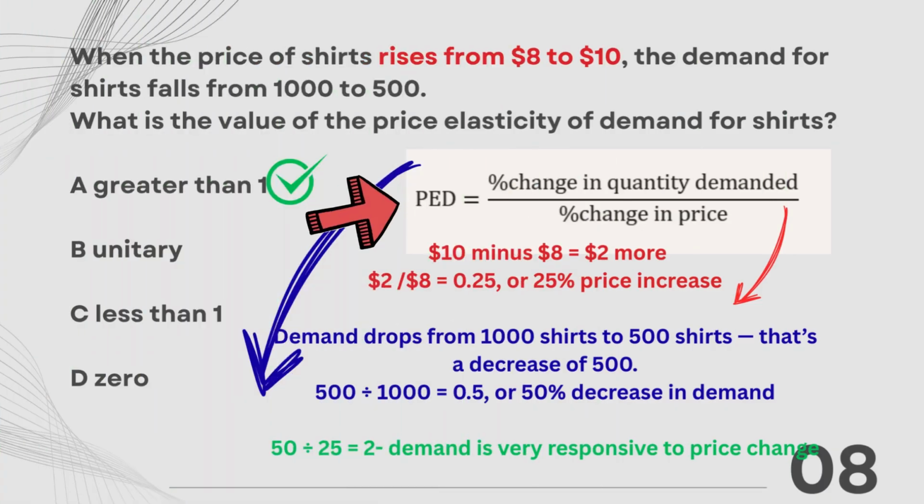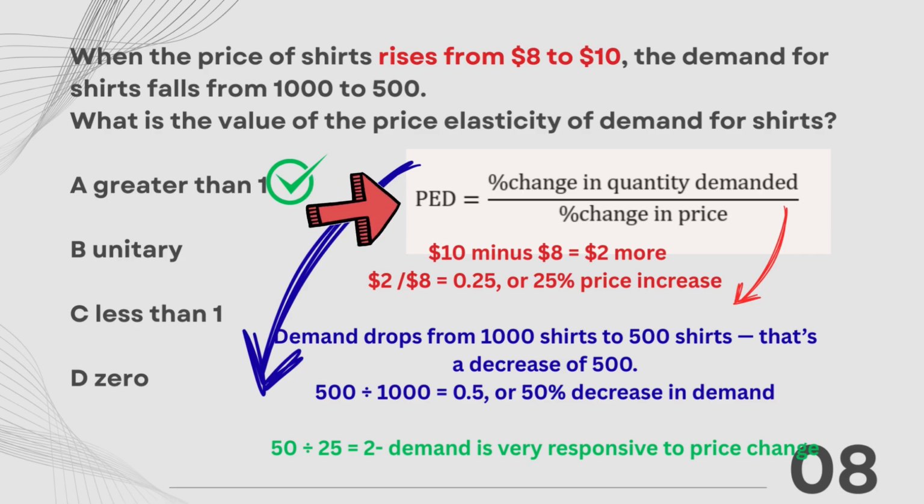Question number 8. When the price of shirts rises or increases from $8 to $10 and the demand for the shirts falls or decreases from 1,000 units to 500 units, what is the value of the price elasticity of demand for shirts? So this question is all about PED, and we memorize it by heart. We know in our hearts that the price elasticity of demand formula is the percentage change in quantity demanded divided by the percentage change in the price.